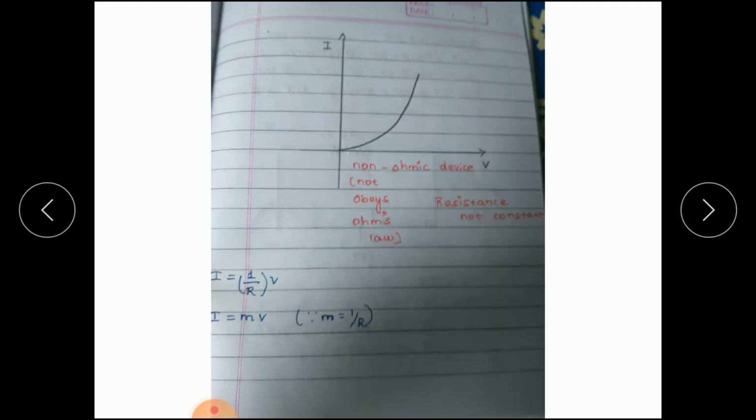And the same thing, if the graph is drawn like a curve, then we can say that it is a non-ohmic device. A non-ohmic device means it does not obey Ohm's law. Here, why does the graph come like this? Because the resistance will not be constant, and that is why our graph comes as a curve.